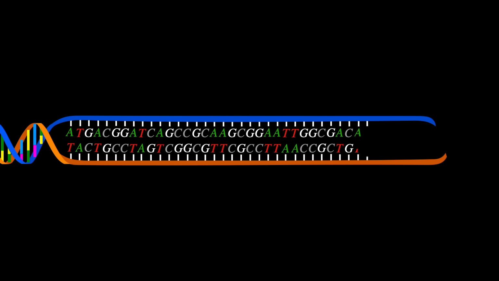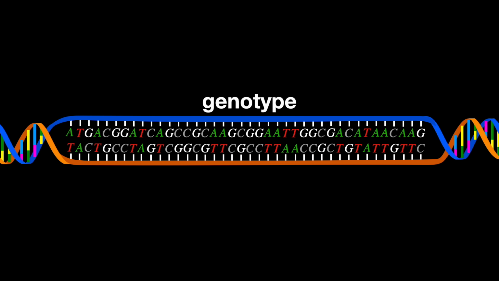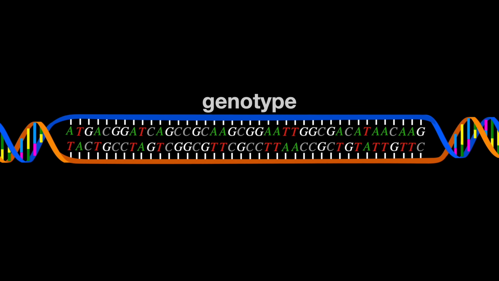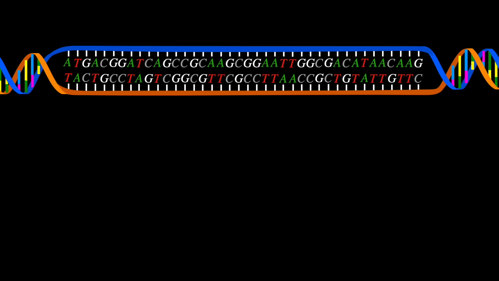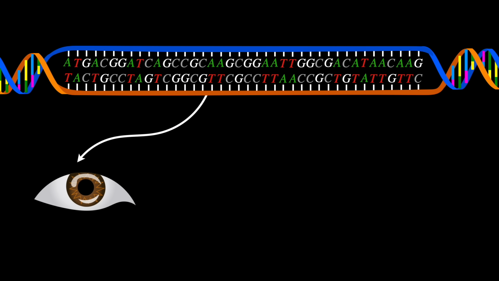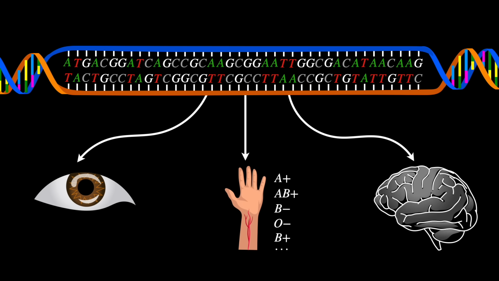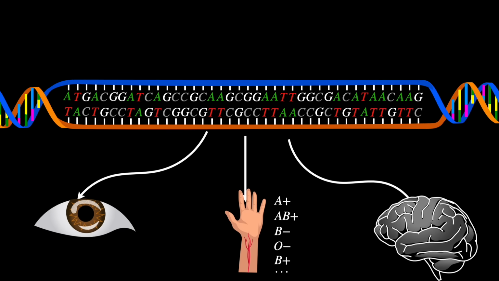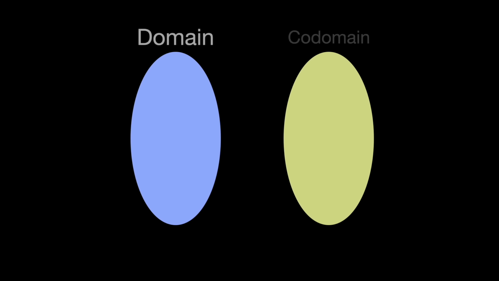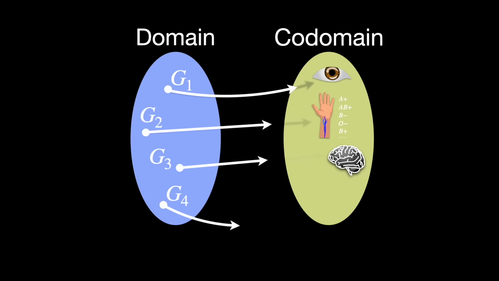Okay, let's start at the beginning. Your genotype, loosely speaking, is your DNA sequence. Your phenotype, though, is much more exciting. It is the manifestation of your genotype, the observable traits that result from your genes, like your eye color, your blood type, or the size of your brain. There is a mapping where the domain is your genotype and the codomain is your phenotype.